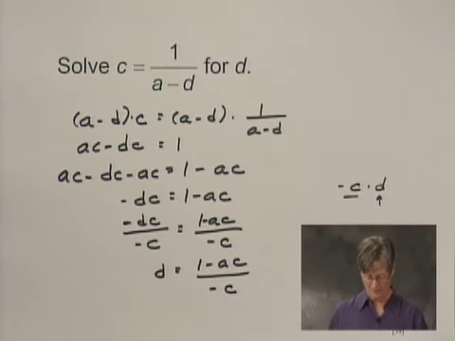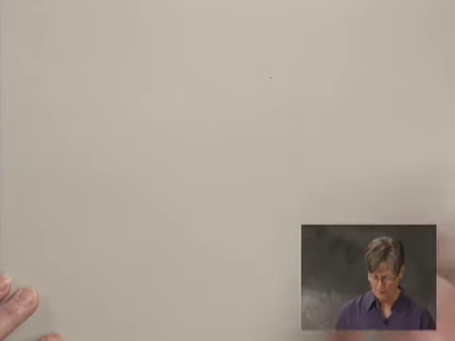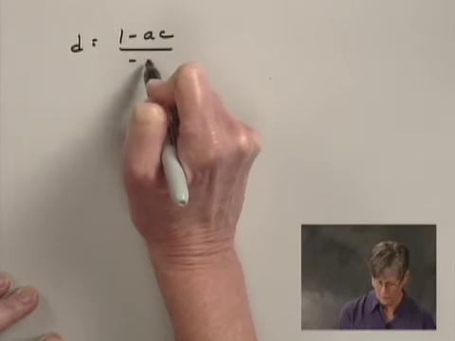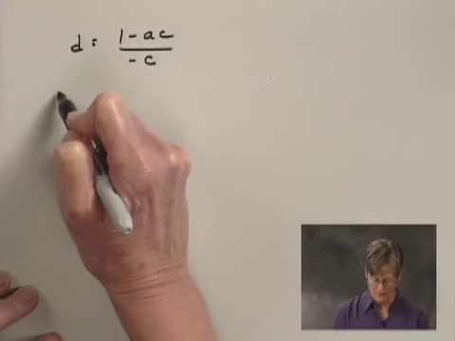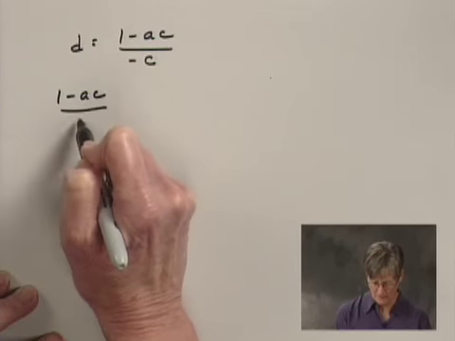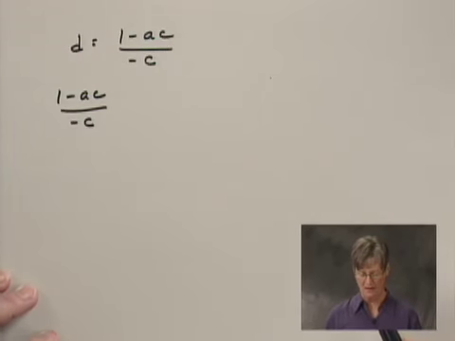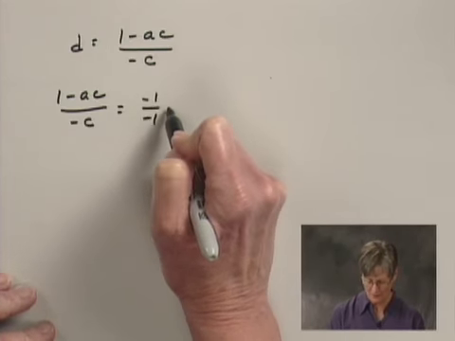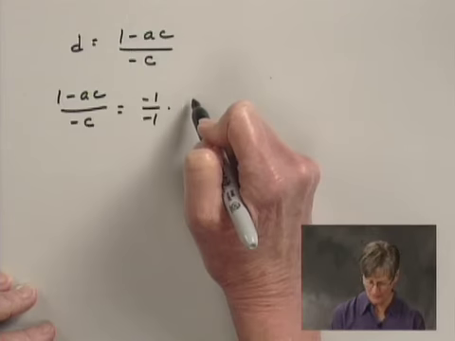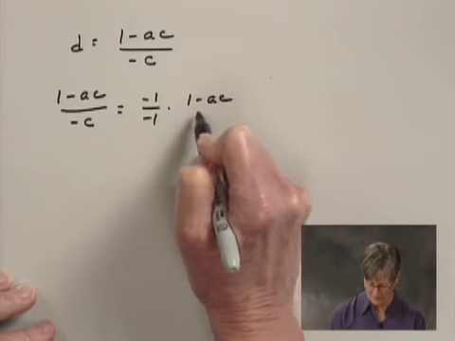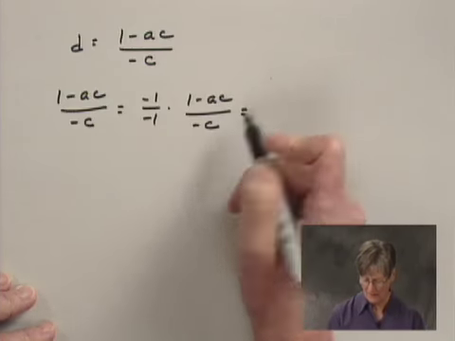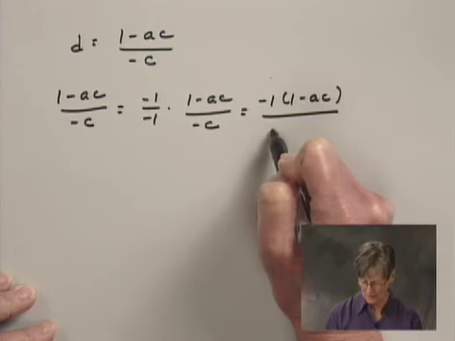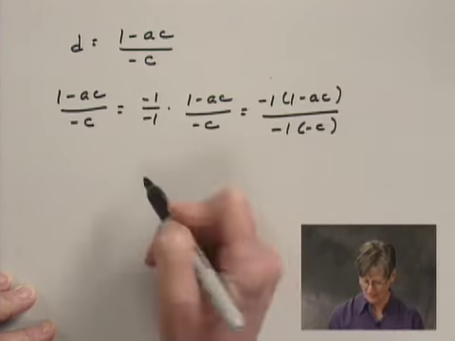Now there's another way that this can be expressed. Remember, we had D equals 1 minus AC over the opposite of C. If I look at 1 minus AC over the opposite of C and multiply numerator and denominator by negative 1, so I'm multiplying by 1 in the form of negative 1 over negative 1, then I have negative 1 times 1 minus AC over negative 1 times the opposite of C.